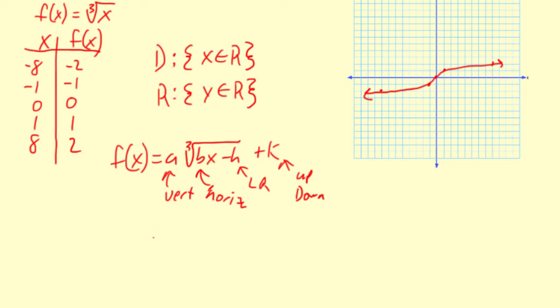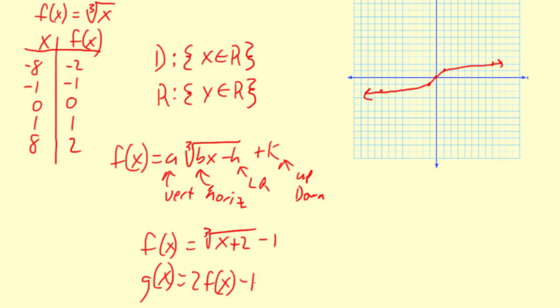I'll do one transformation, starting with f of x equals the cube root of x plus 2, then minus 1. And let's say g of x equals 2 f of x minus 1. So what happens here is the 2 is going to be the a, or the vertical stretch, and then the minus 1, that is going to be an additional translation up or down.